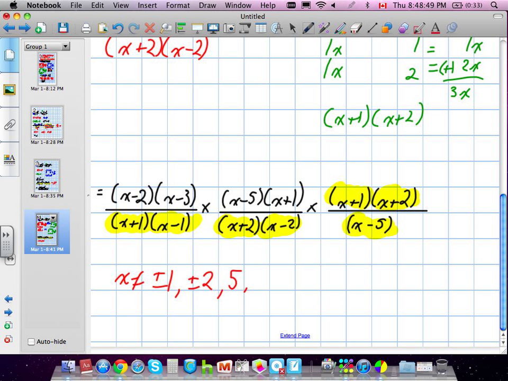And 2, we already have it. Boom. So we got our restrictions: plus minus 1, plus minus 2, and 5. Now the fun part, getting rid of things. What can we get rid of?